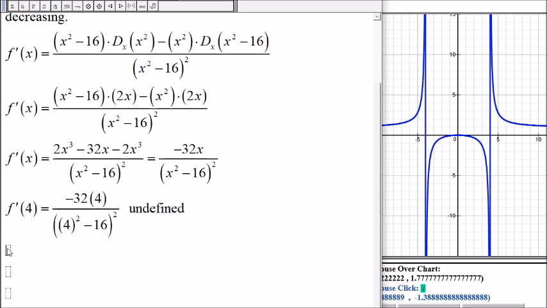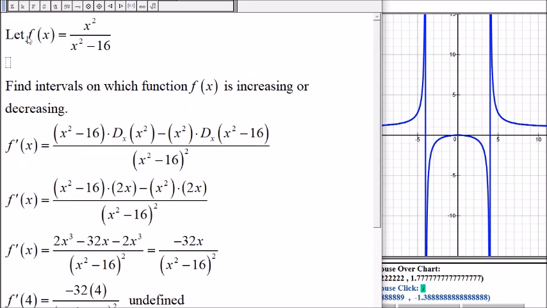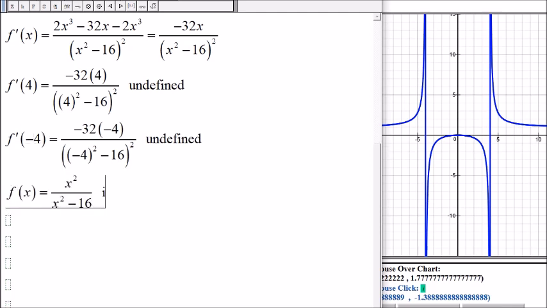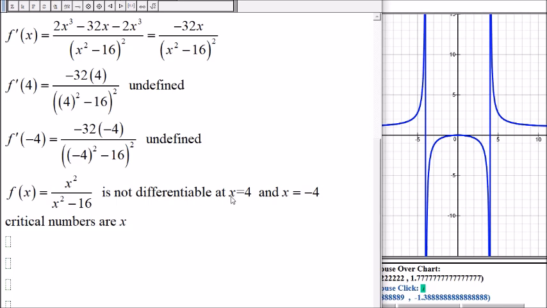And then similarly, if we let x be negative 4, then we also get undefined, because negative 4 squared is 16, 16 minus 16 is 0, and this is undefined. And so again, when the derivative is undefined at 4 and negative 4, then we say that this function right here is not differentiable at x equal to 4 and at x equal to negative 4. And so we have critical numbers, and that's what we've seen right here. We've seen the negative 4 and then we've seen 4.